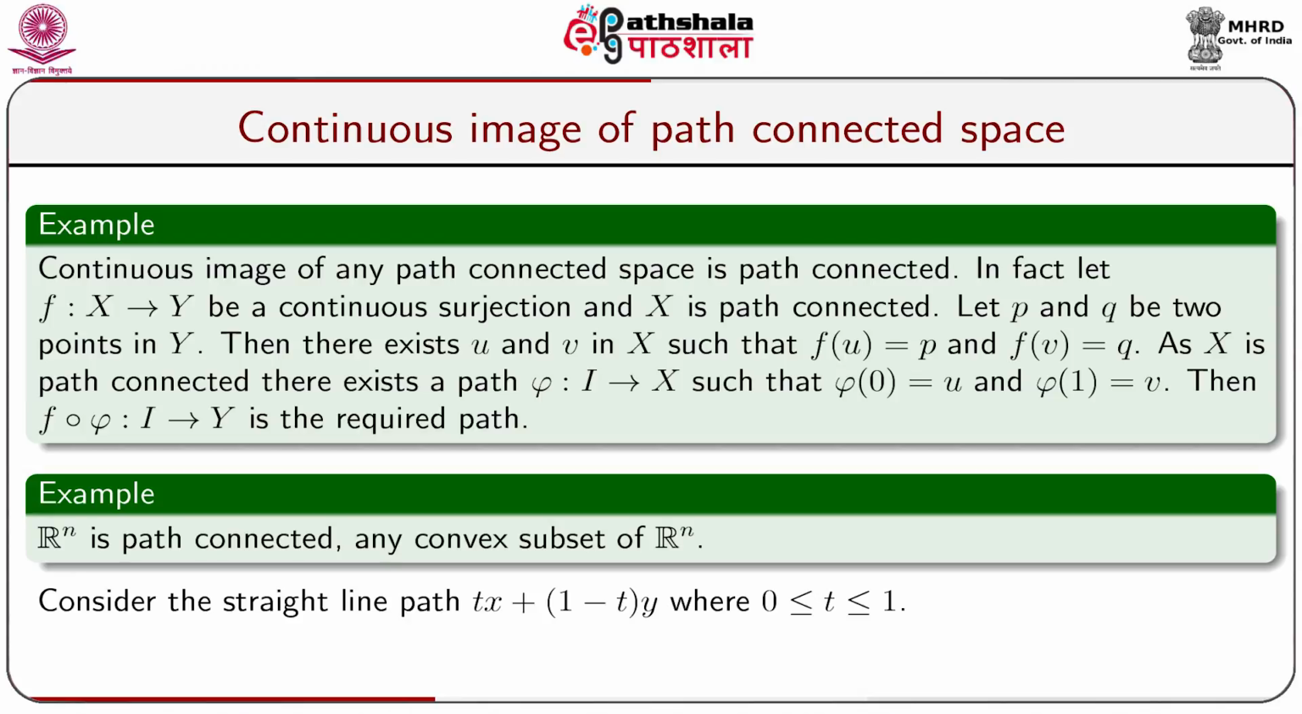Then tx + (1 - t)y is contained in that convex set whenever t is less than or equal to 1 and greater than or equal to 0. So, if we define a function f(t) = tx + (1 - t)y from the closed unit interval [0, 1] to that convex subset of Rn, then we get a path from x to y, and therefore any convex subset of Rn becomes path connected.